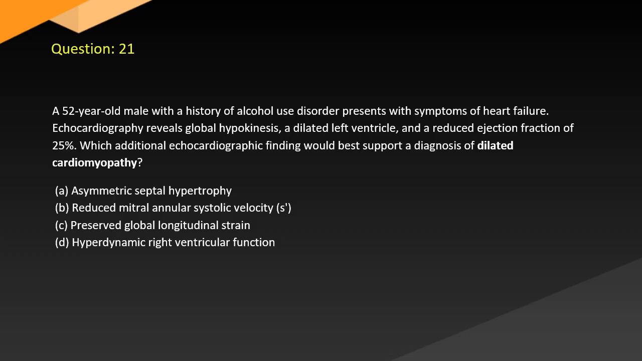Question 21. A 52-year-old male with a history of alcohol use disorder presents with symptoms of heart failure. Echocardiography reveals global hypokinesis, a dilated left ventricle, and a reduced ejection fraction of 25%. Which additional echocardiographic finding would best support a diagnosis of dilated cardiomyopathy? A. Asymmetric septal hypertrophy. B. Reduced mitral annular systolic velocity. C. Preserved global longitudinal strain. D. Hyperdynamic right ventricular function.